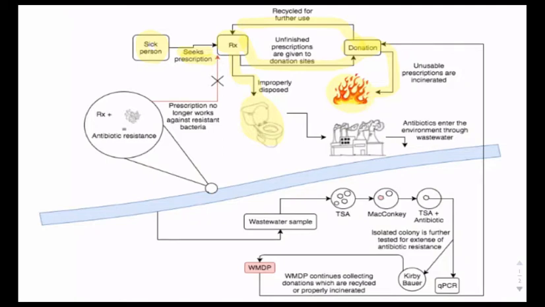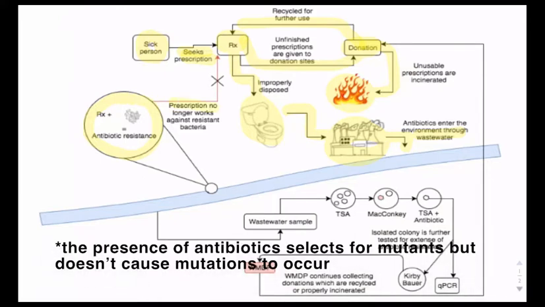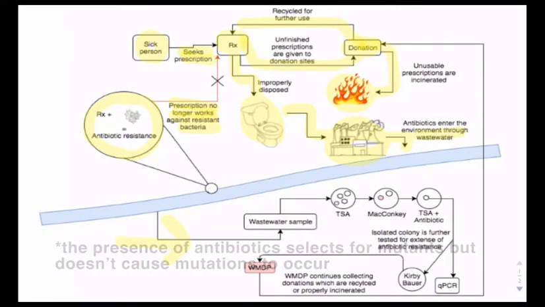This shows how inappropriate disposal, such as flushing unused antibiotics down the toilet, can lead to bacterial antibiotic resistance in wastewater, because low doses of antibiotics commingling with the bacteria present can provide selective pressure necessary for the bacterium to develop antibiotic resistance. It also shows our methods used to test our hypothesis.